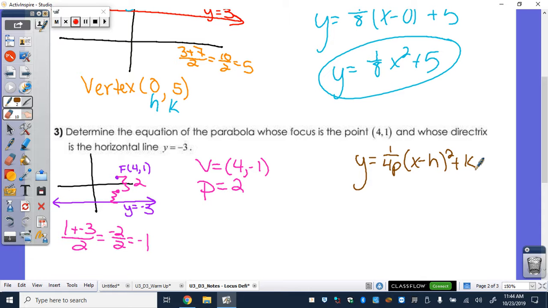So again, there's our formula, there's our equation we're going to use. 4 times 2 gives us a 1/8 there, because we figured out p was a 2. Then it's x minus 4 squared minus 1.